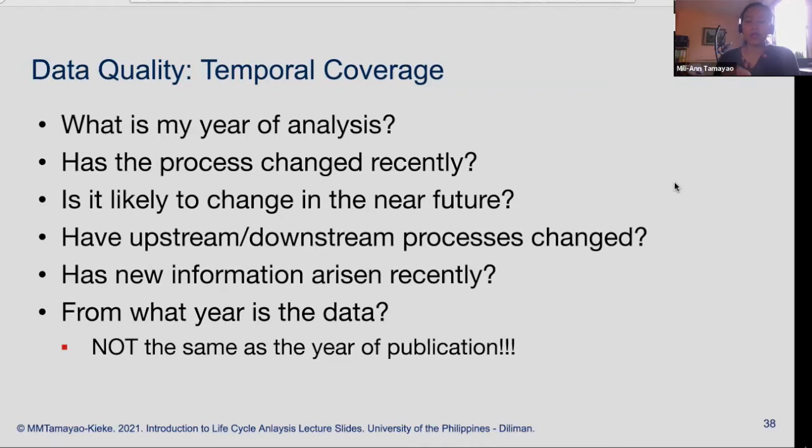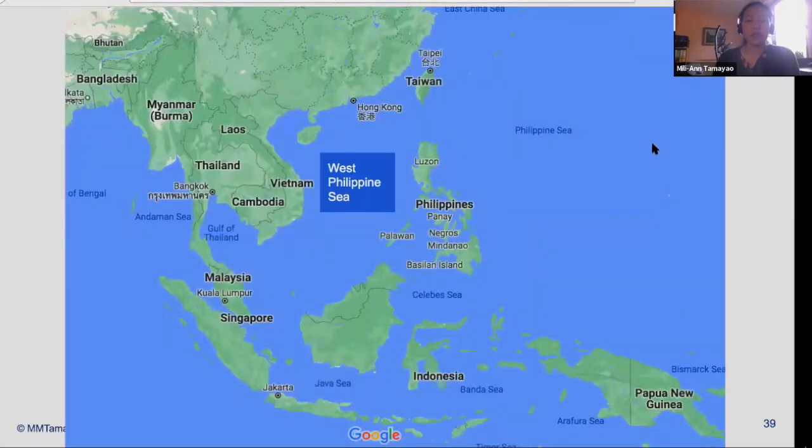Because sometimes if you look at journal articles, the year that the article was published is not necessarily the year in which the data was collected. Next, we talk about geographical location. You have to take into consideration the geographical scope of your study. By the way, I took this from Google Maps, and I noticed that they label this as the South China Sea. So I put here West Philippine Sea instead.